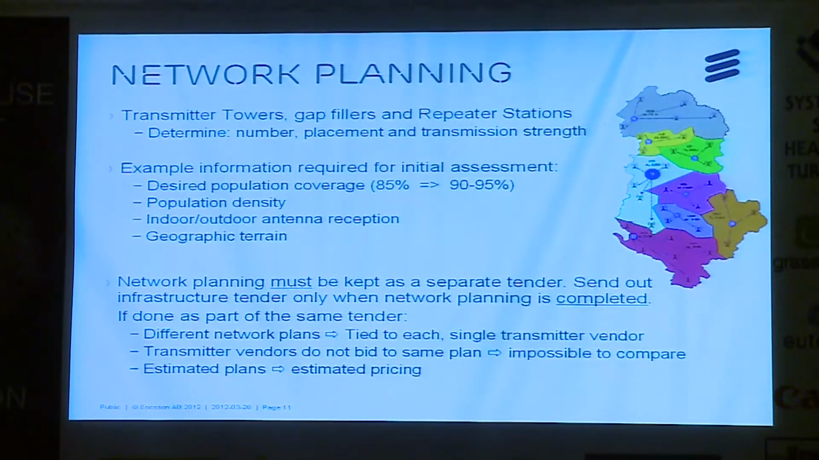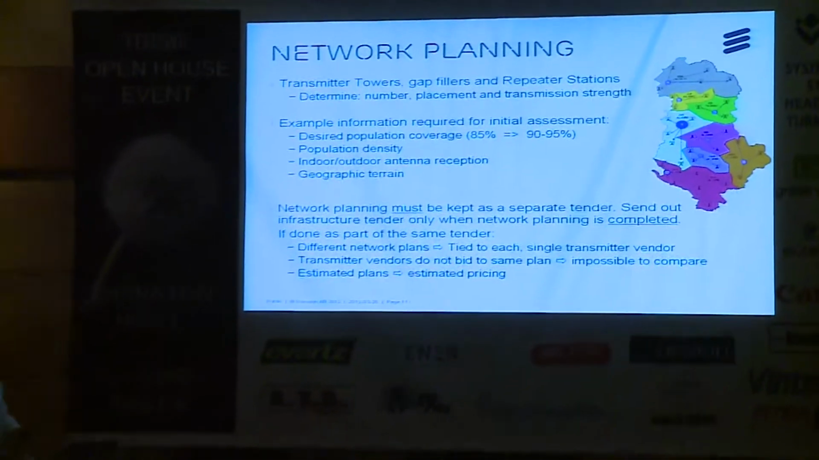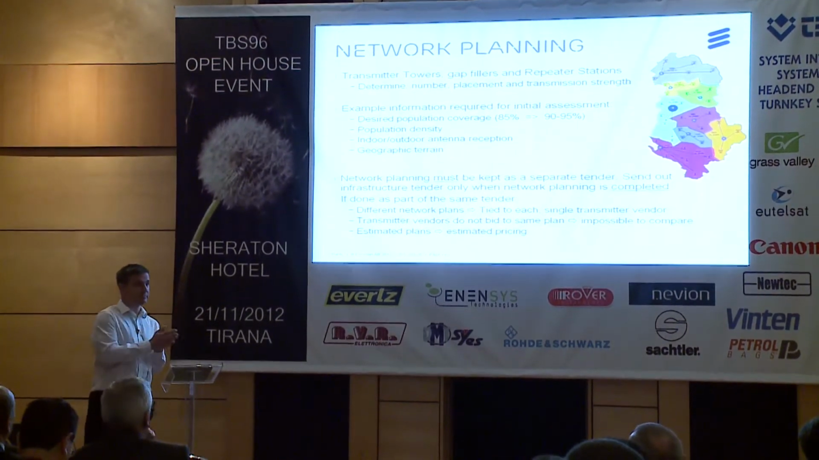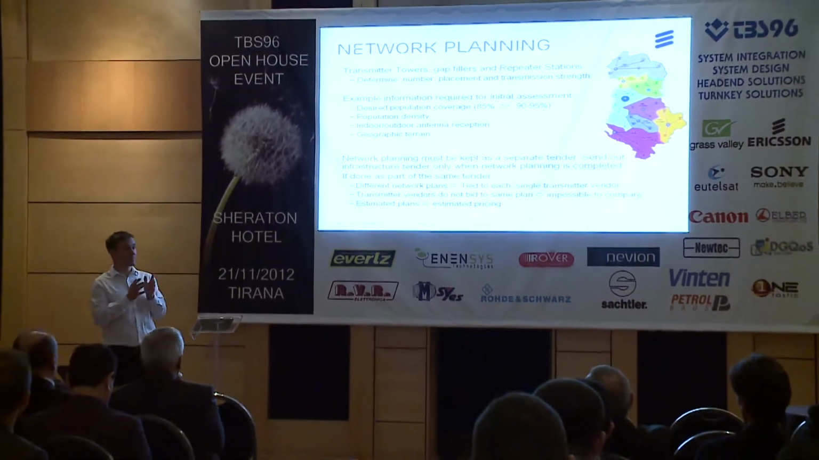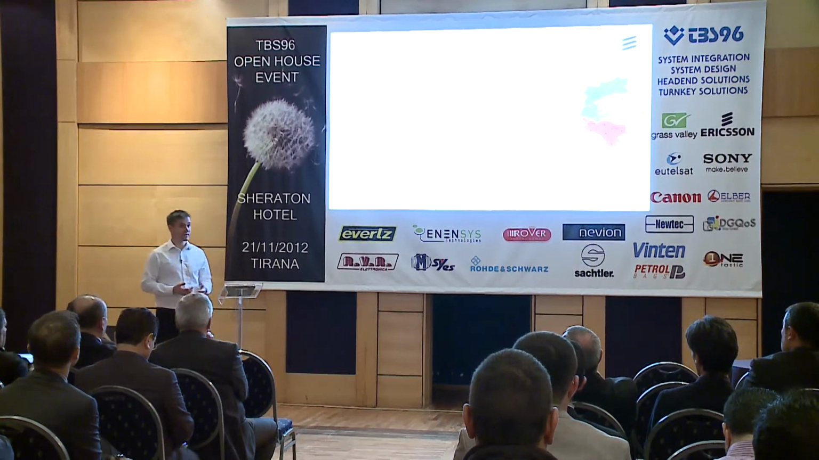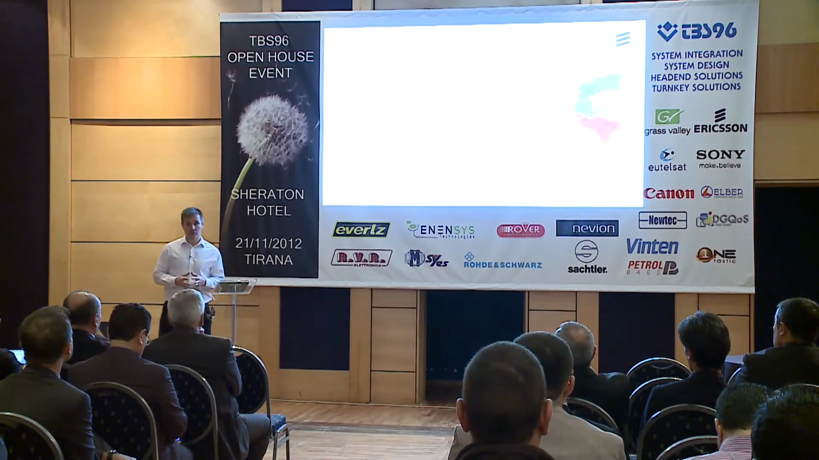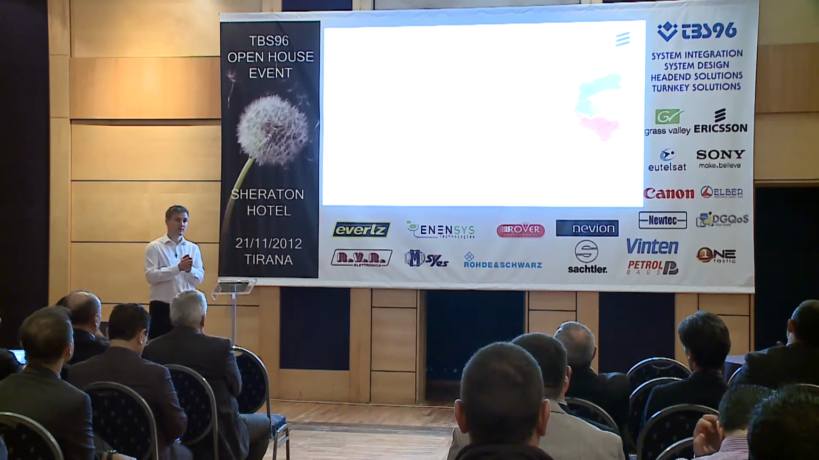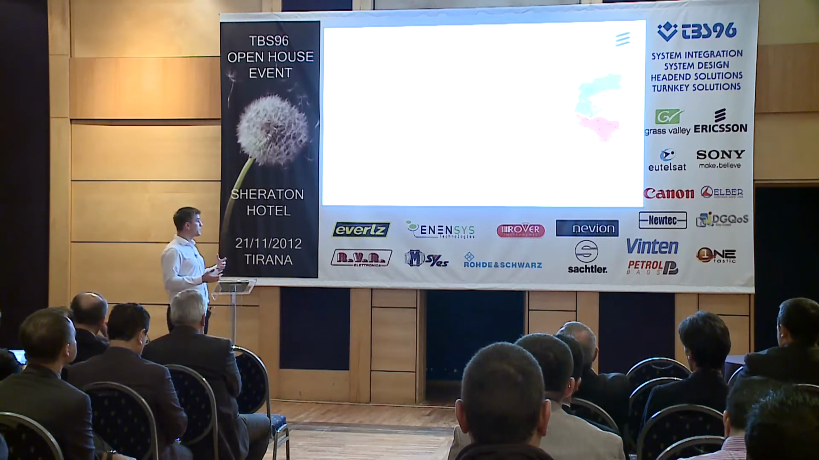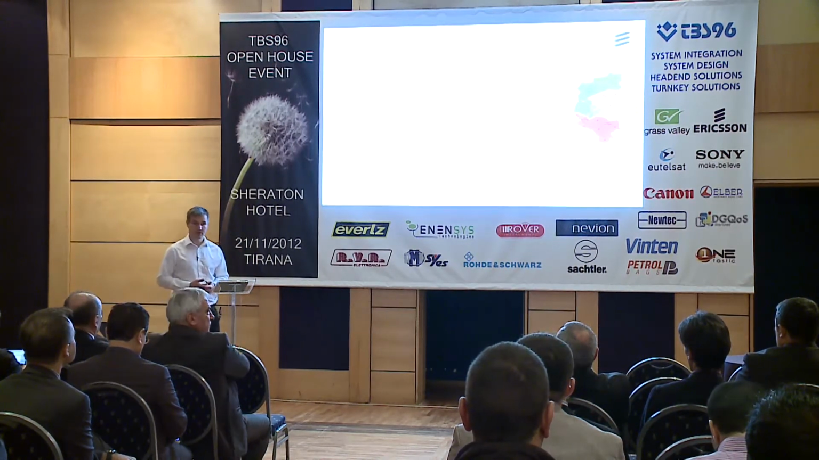So at the bottom here is a key point, and that is to make sure that the network planning, so the planning of the network, is kept as a separate tender from the planning of the network infrastructure. So these should be kept as two separate tenders, and the reason for that is that if they are combined into one tender, each company responding to that tender will come up with different network plans. And the network plans they come up with will then be tied to that individual vendor. Okay?